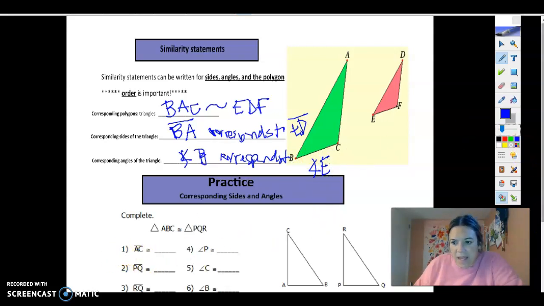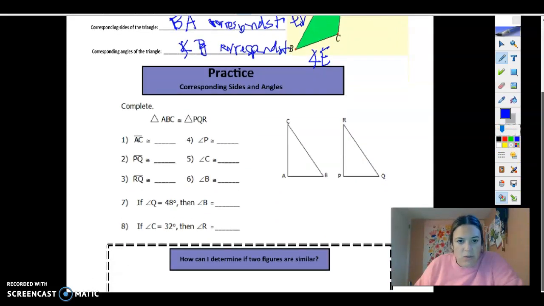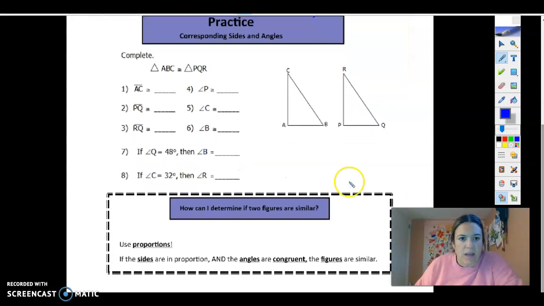Okay, now let's go down here to practice corresponding sides and angles. So triangle ABC is similar to PQR, and there's the picture right over here. But a big hint is that when I give you the letters like this, I can just look at the order of the letters and see which sides are corresponding to each other. For example, line AC is similar to, so that's the first letter and the third letter, PR on the other side.